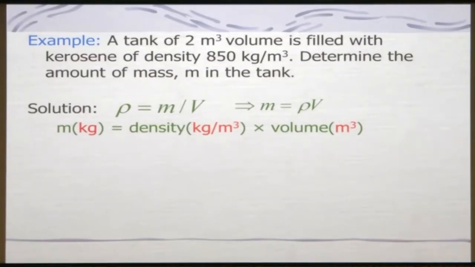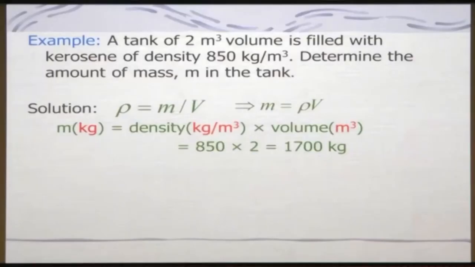And if you look unit-wise, on the left-hand side the mass is in kg, and density is kg per meter cube and volume is meter cube. So they cancel out, and you get kg. And if you put in these values, you will get this number. This is a very simple one. You might be thinking, why am I showing this simple example? What have you learned from this example? You just use a formula and plug in numbers, and you get the answer.